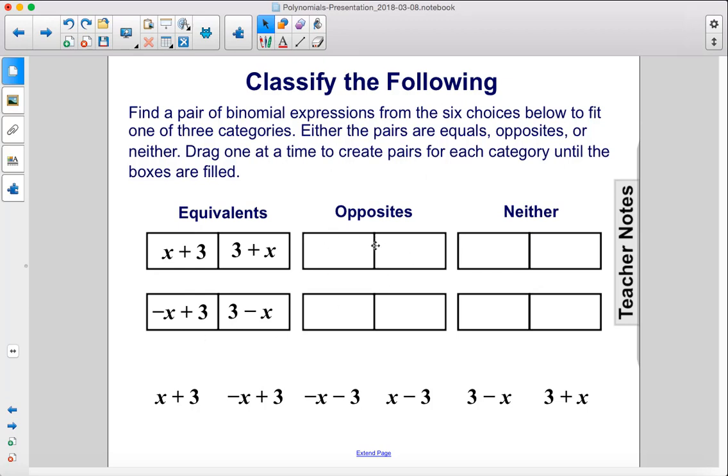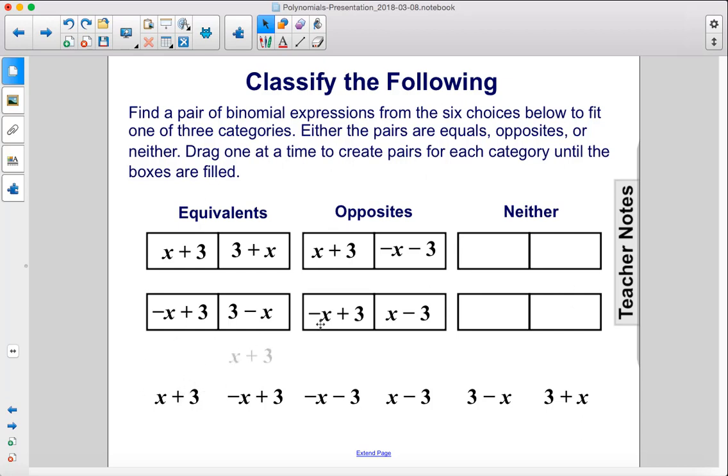Alright, opposites. So we have x plus 3. Where's the opposite? Negative x minus 3. There we go. If you add these together, x plus 3 minus x minus 3, you get 0. Alright, another example would be negative x plus 3 and positive x minus 3. So once again, these would cancel out to 0.